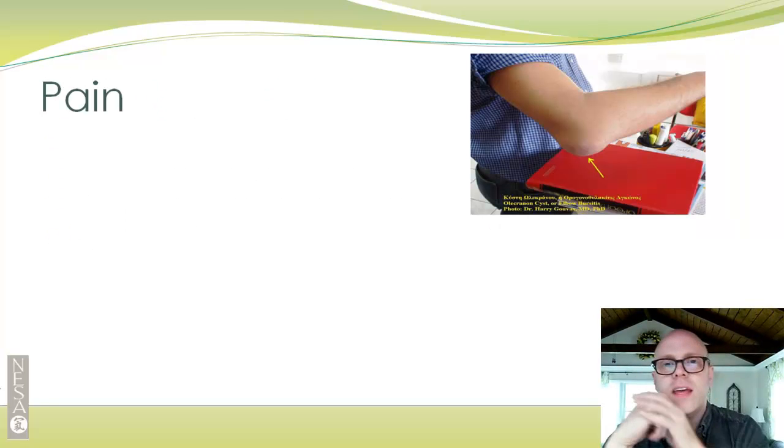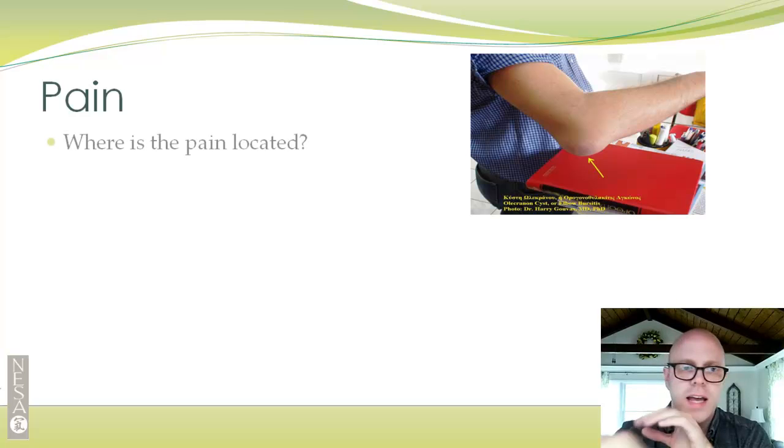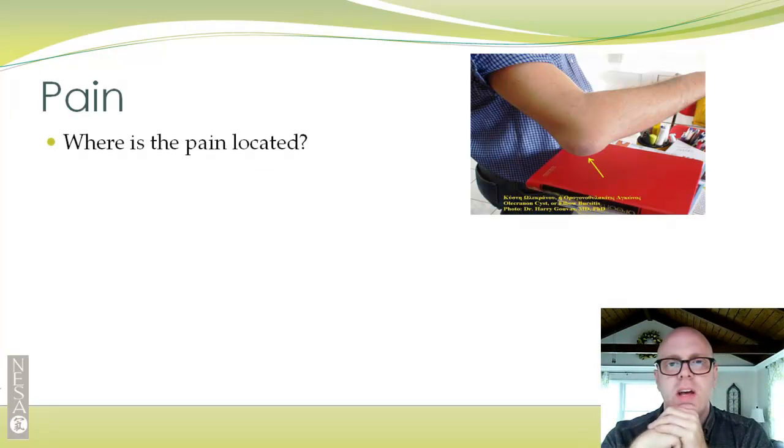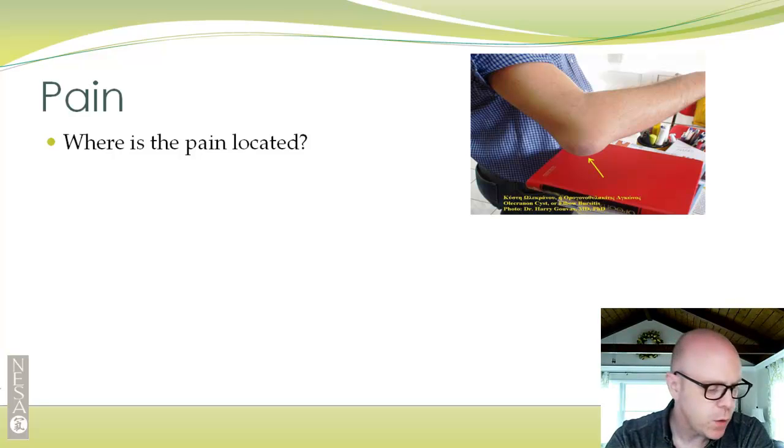The picture above me here is an olecranon bursitis. So knowing exactly where the pain is is important. When it comes to elbow pathology, wrist and hand pathology, more likely than not, if you're palpating the area and you can reproduce the pain, it's probably coming from that area. Certainly we can have pain referral that comes from the neck or from the shoulder that refers into the elbow, wrist, and hand. But for the most part, if you're palpating in these areas, you're going to find where the pain is.